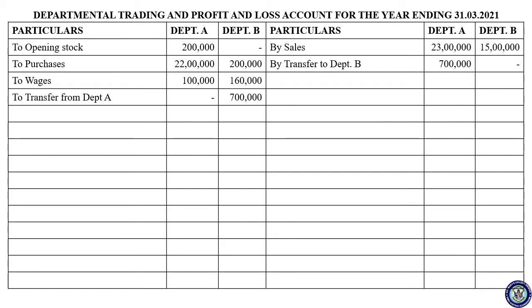So see here, you have to write "To transfer from department A", as it is a purchase for department B. On the debit side, in department B's column, you have to write 7 lakh. And it is a sale for department A, right? So it is "By transfer to". "To" means you are giving to department B. So on the credit side, you have to write the amount under A's column.